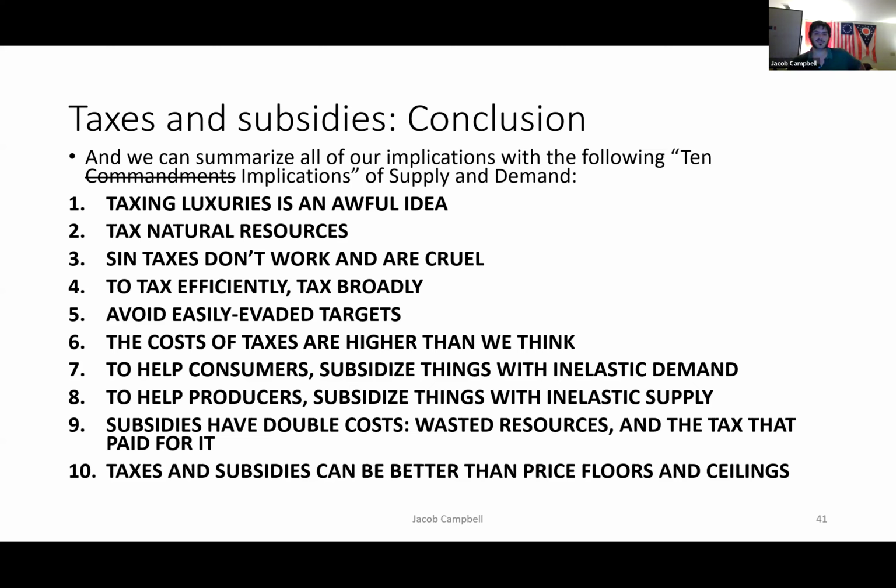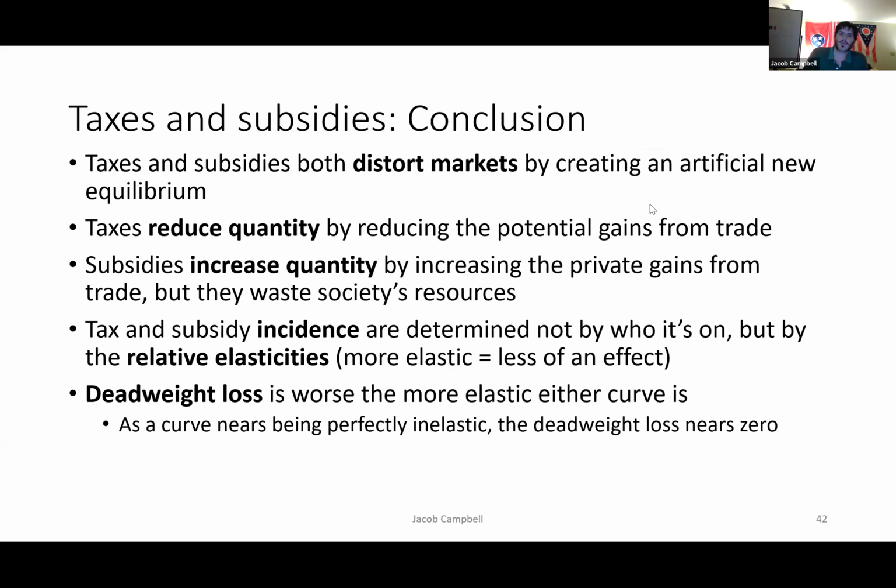And 10, taxes and subsidies can be better than price floors and ceilings. Even though all 4 of them are considered policy failures, if you have a certain goal, you need to move the quantity around for some reason, then you'd rather do it this way. So in conclusion, taxes and subsidies both distort markets by creating an artificial new equilibrium. Taxes reduce the quantity by reducing the potential gains from trade, the private ones, I should say, because the government is going to confiscate part of it. And subsidies increase quantity by increasing the private gains from trade, but they waste society's resources in the process.